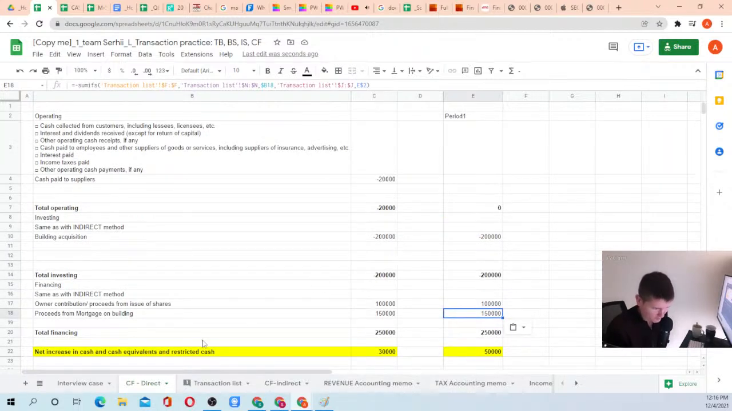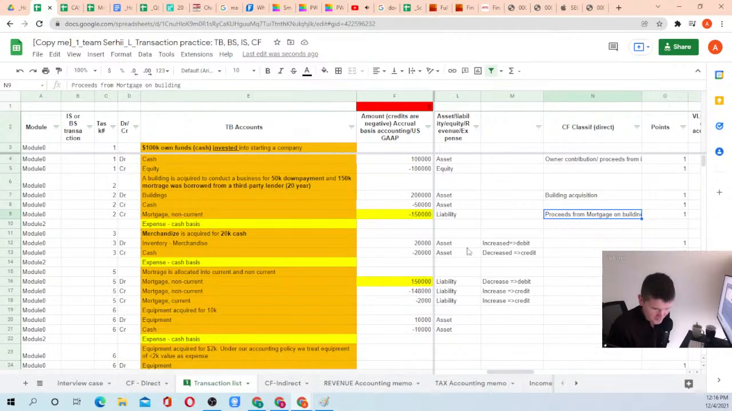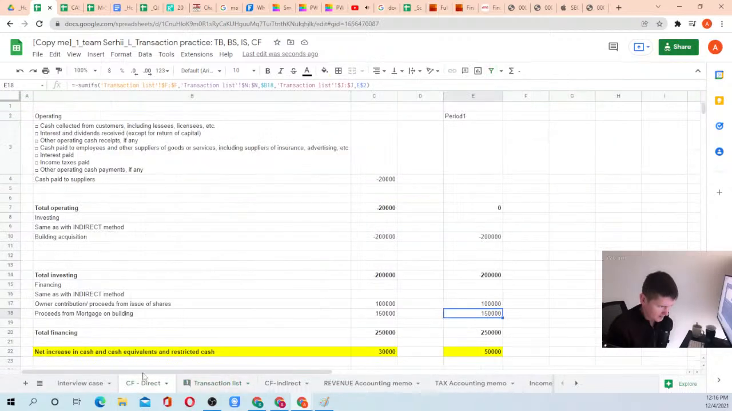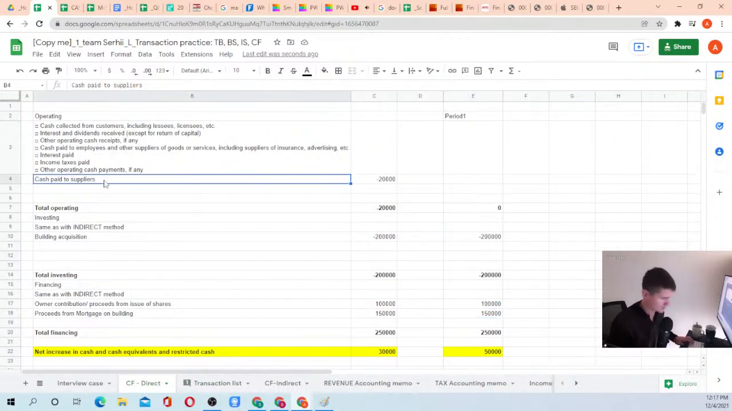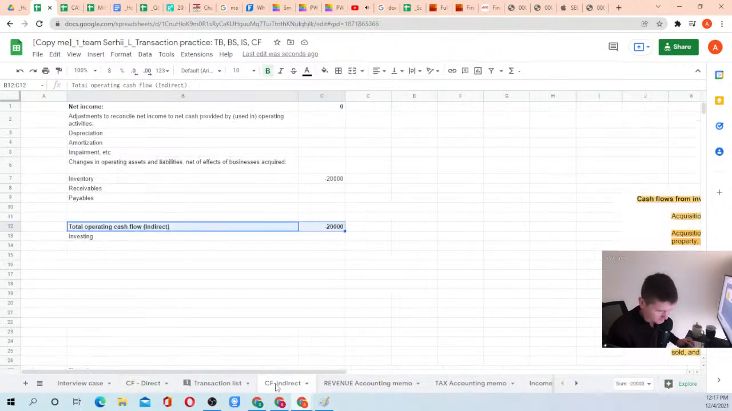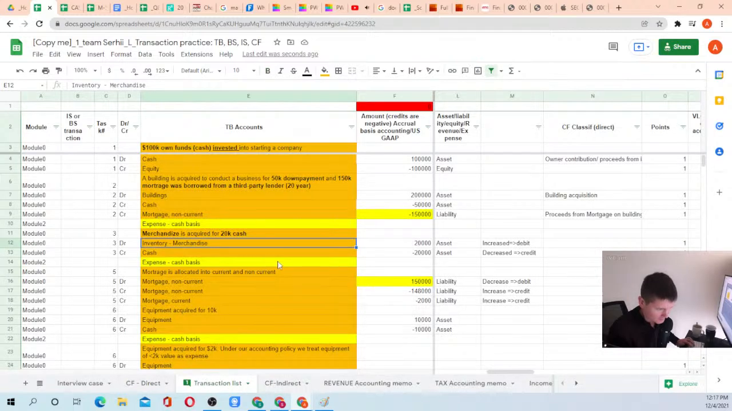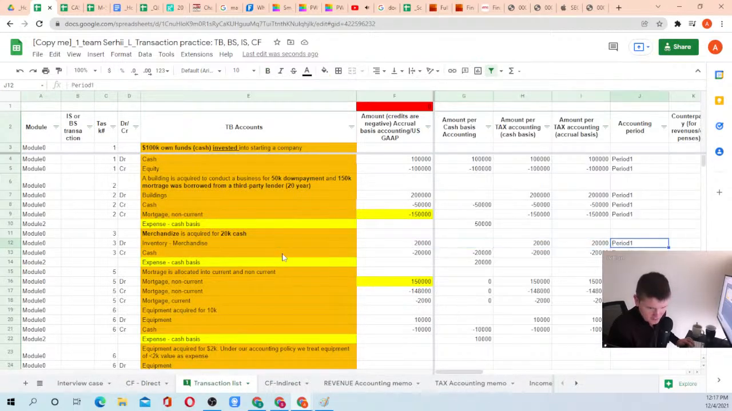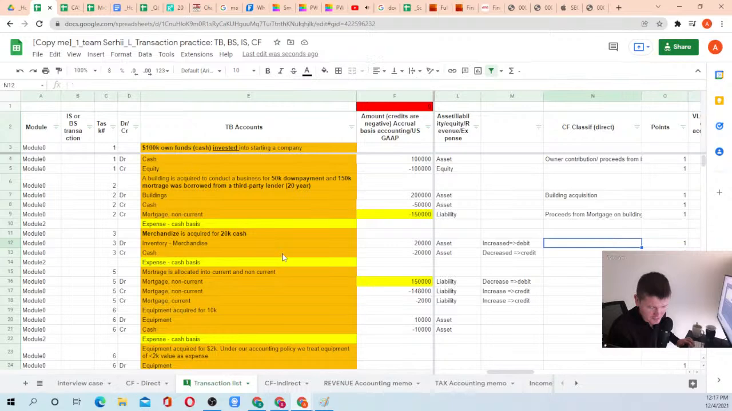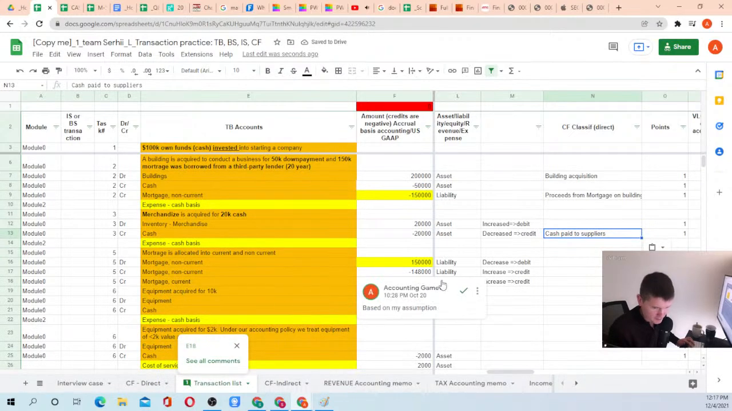So far, what do we miss here? We miss inventory merchandise. And let's call it, what do we have here? Cash paid to suppliers. That's good enough. Yeah, as you can see, usage of lookup and SUMIF for these transactions is definitely not ideal. Cash paid to suppliers.